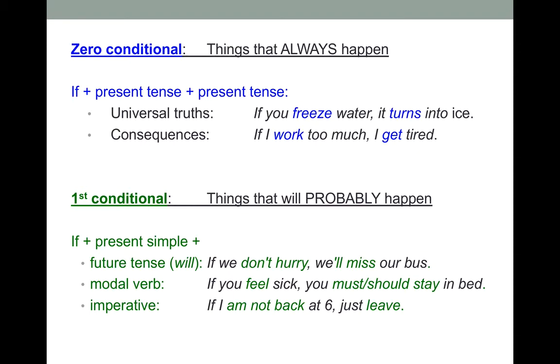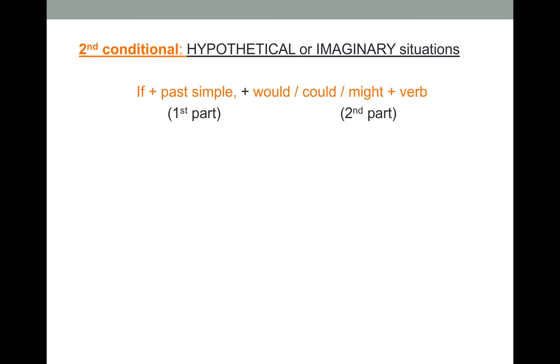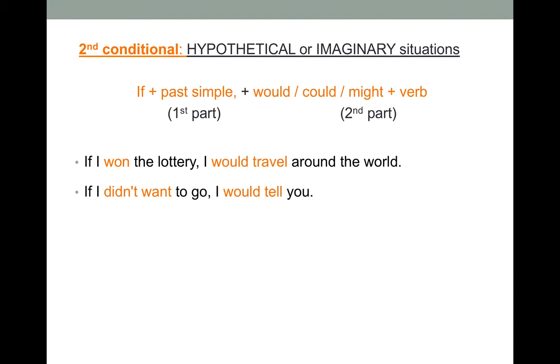Then we have second conditional. Second conditional is for more hypothetical or imaginary situations. This is when we use the past, and in the second part of the sentence we use would. For example, if I won the lottery, I would travel around the world. Si ganara la lotería, viajaría alrededor del mundo. We don't say si gano la lotería viajaré.